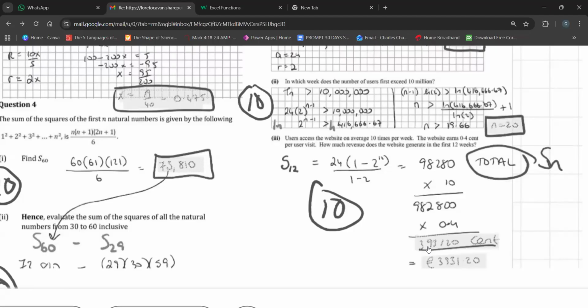Okay. Then just give me a minute. Let me see what was done here. 24 into bracket 1 minus 2 raised to power 12.